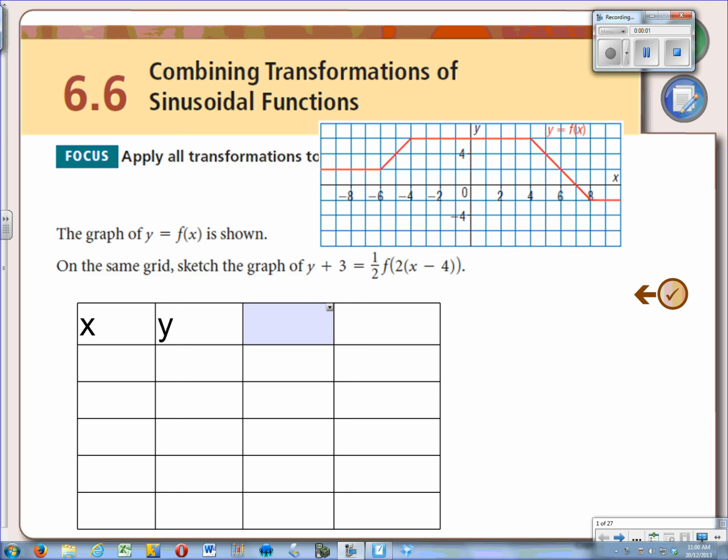Well, I'm so glad that I could join you over this holiday break to share with you a little bit of combining transformations of sinusoidal functions. So hopefully you're ready to jump on board.